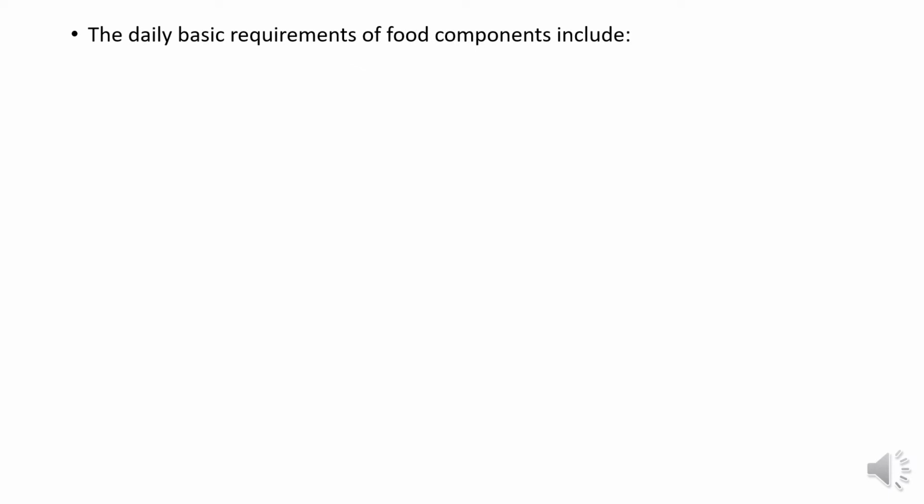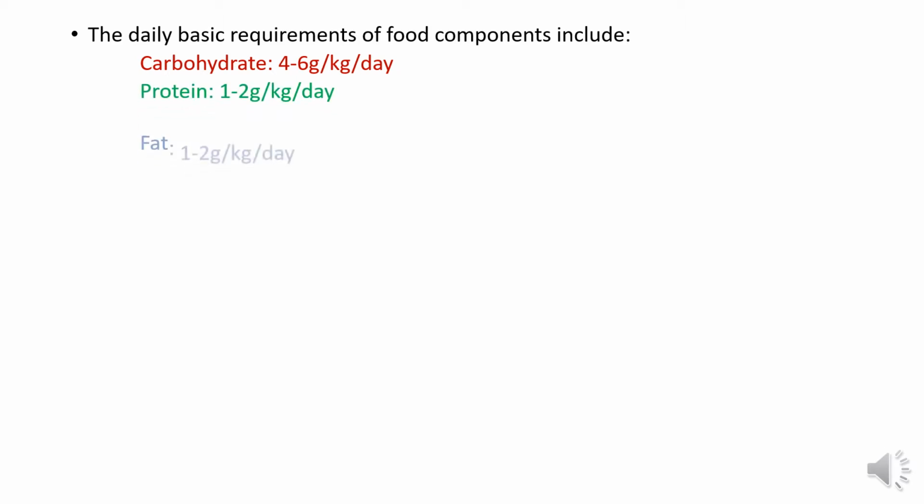The daily basic requirements of food components include carbohydrates being 4 to 6 grams per kg per day, and then proteins 1 to 2 grams per kg per day, and fats 1 to 2 grams per kg per day. So if you notice, carbohydrates is higher than the others, being 4 to 6 grams per kg per day. Energy needs, it's 25 to 30 kilocalories per kg per day.